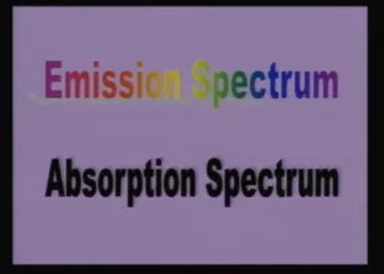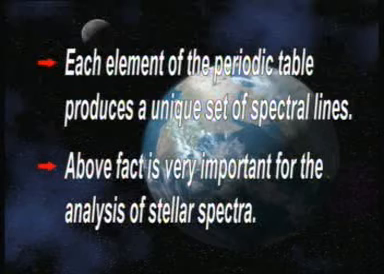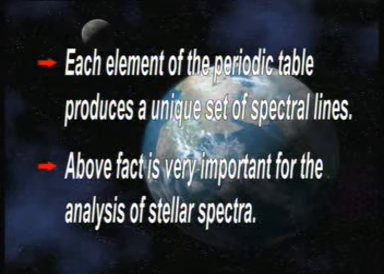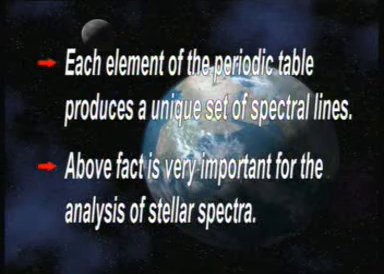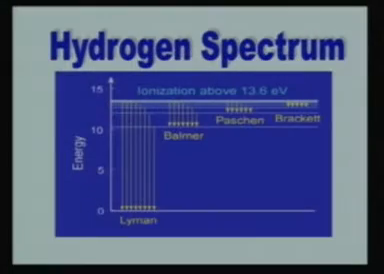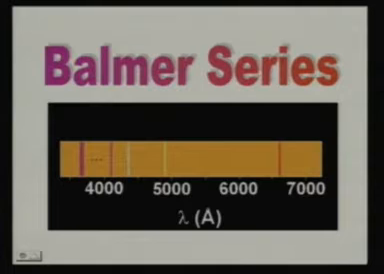Let us now see how the stellar spectra is obtained. You see, each element in the periodic table has a spectrum which is unique. No two elements would have the same spectrum. Here you see hydrogen spectrum as an example. We have Lyman lines when all the electrons jump from higher levels to the ground level. We have Balmer lines when electrons jump from all the levels to level 2 and so on. So this is unique for hydrogen. Here you see Balmer series.